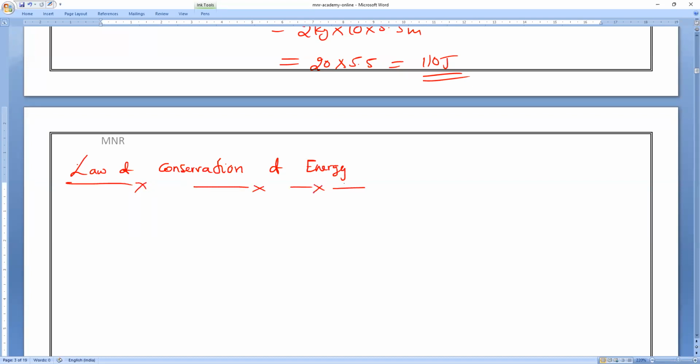What did you study about the law of conservation of mass? Anybody can tell? Mass can neither be created nor be destroyed during any chemical reaction or physical reaction, but it can be transformed from one form to another form.